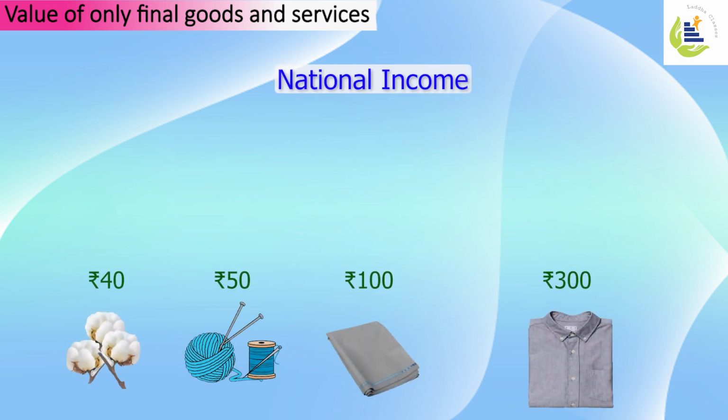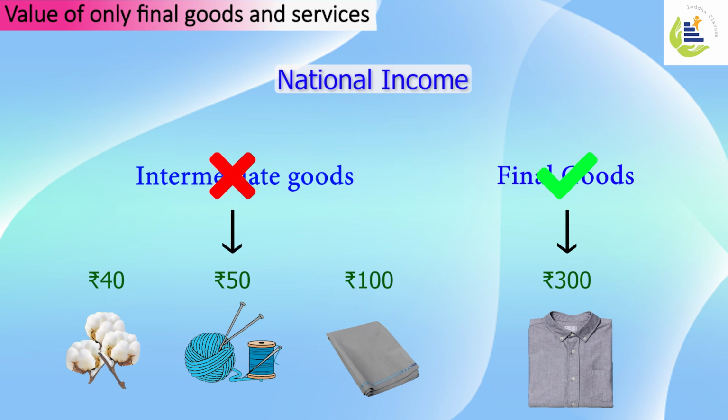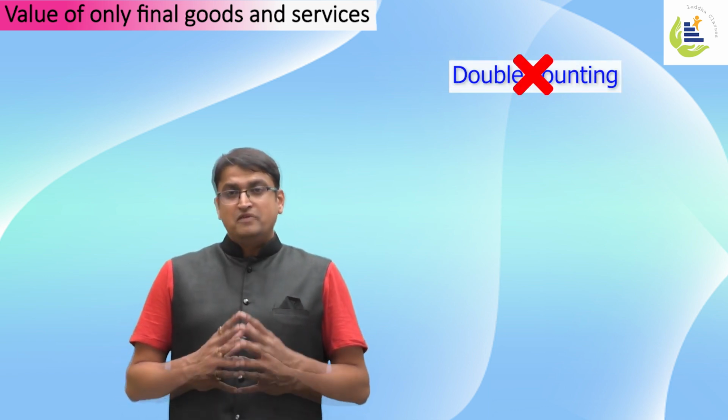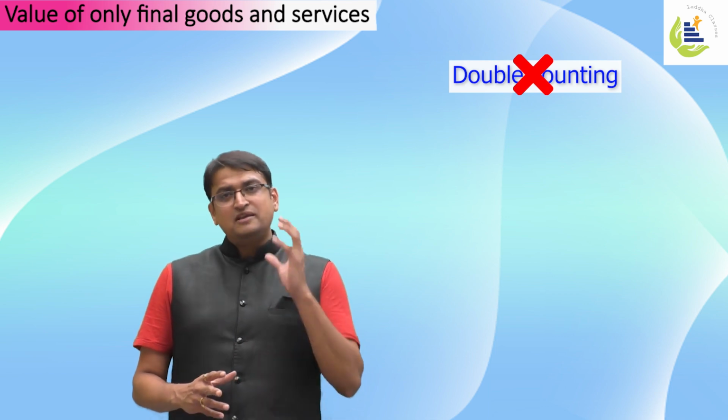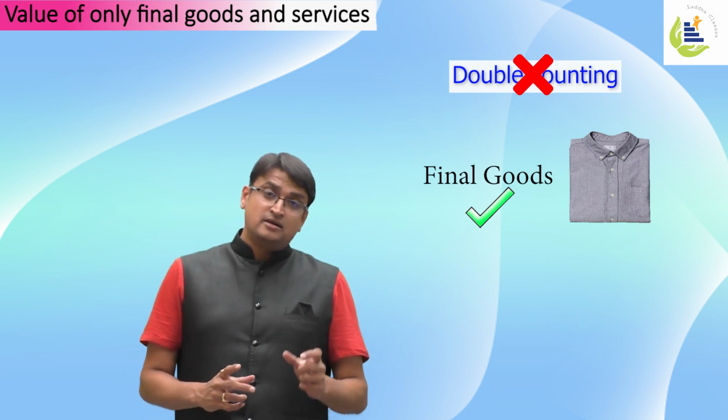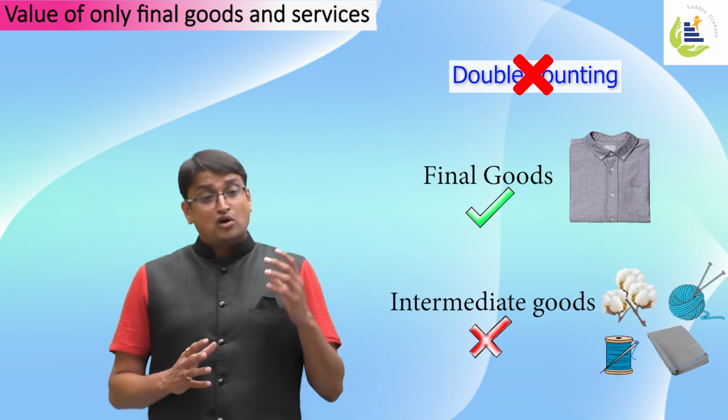So in order to calculate national income in a realistic manner, we only consider values of final finished goods and services, which means in this case, the final finished shirt. We don't consider values of intermediate products like textiles, yarn or threads, or raw material, which is cotton. Hence, in a nutshell, in order to avoid double counting in national income, we consider values of only finished goods and services produced in the economy. We do not consider values of intermediate goods or values of raw material.